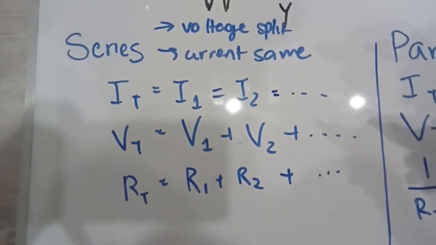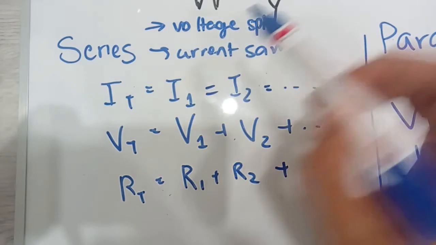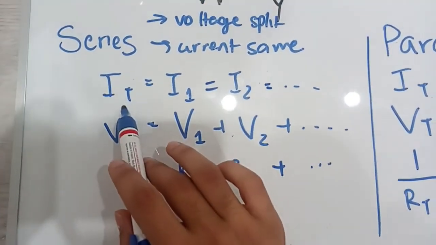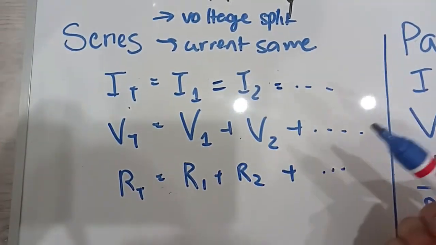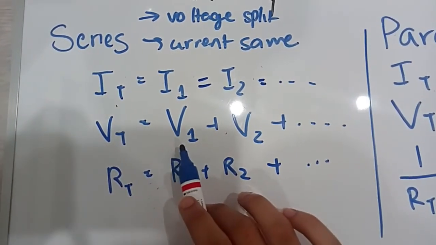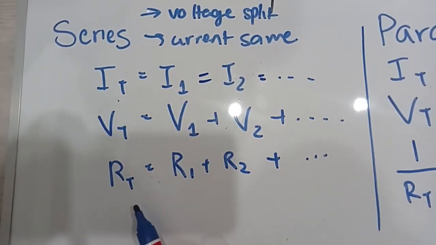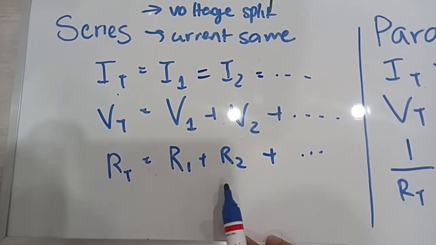Before we start solving the problem, we need to know a few key rules. In a series circuit, the voltage splits but the current remains the same. So if you want to calculate the total current in a series circuit, it would just be equal to any of the other currents. Because the voltage splits, you'd have to add all the voltages to calculate the total voltage in a series circuit. For resistance, you also add all the resistances.